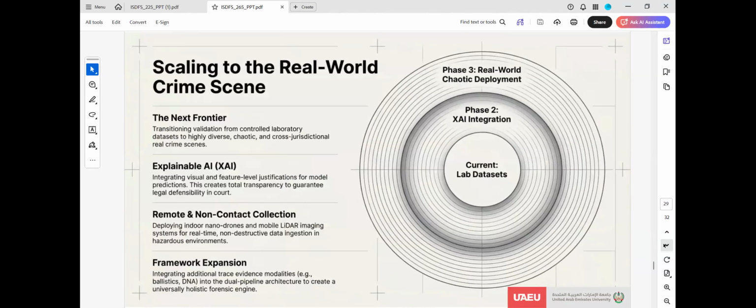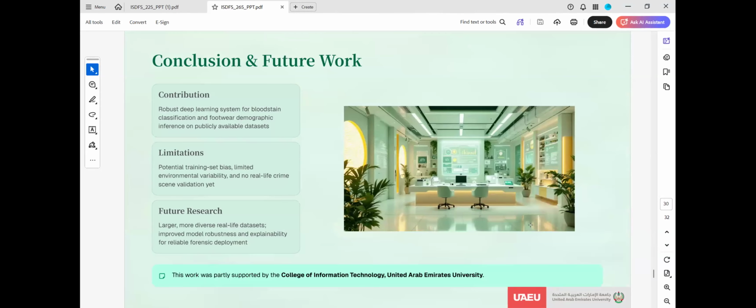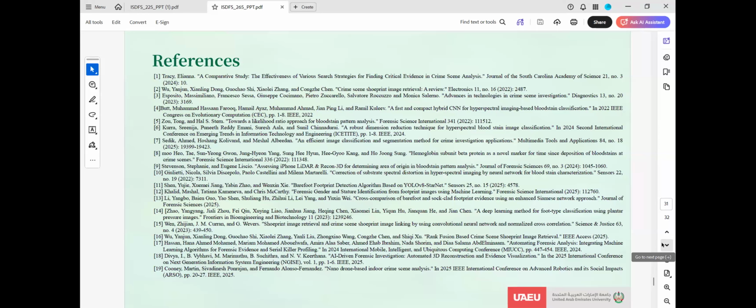So I go directly to the contribution: with the help of robust deep learning technology, we classify bloodstains and footwear from publicly available data sets. Till now the limitation, as I already told, is the low light environment variability. In further research, we plan to go to real-life data sets and improve the robustness, which will be helpful for forensics deployment. These are the references we have taken from reputed journals and conferences.